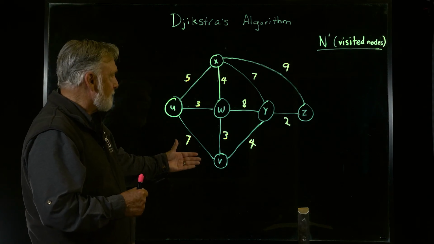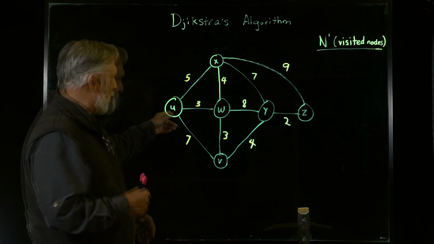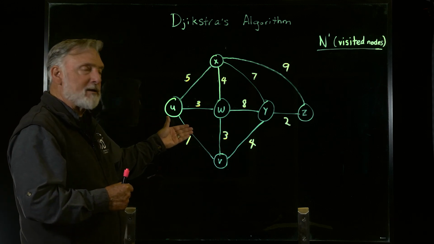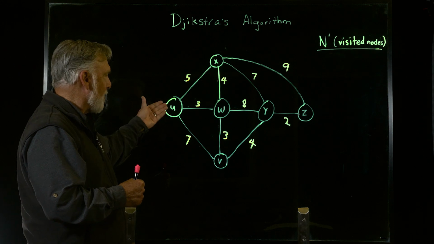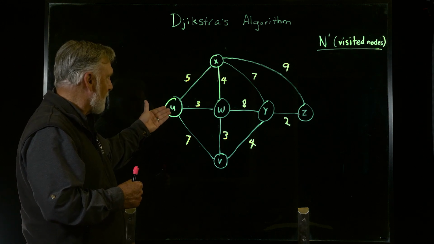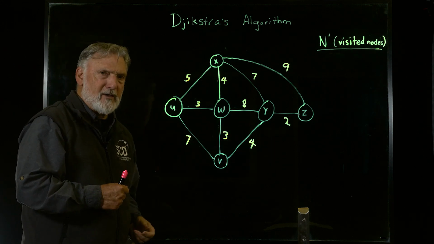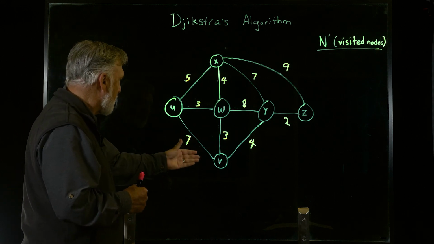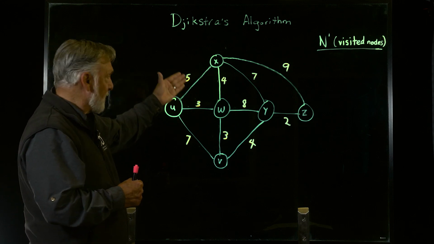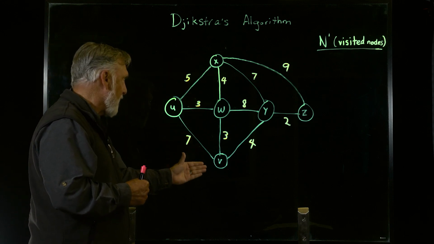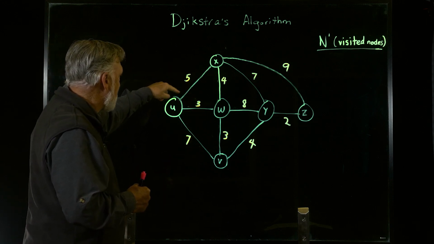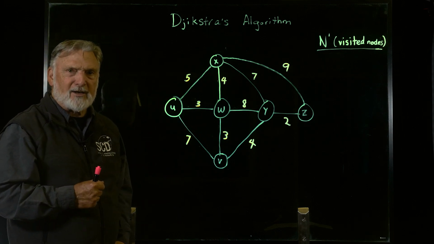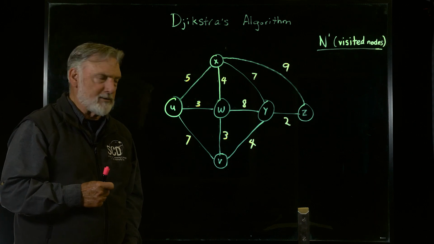We have on the board a diagram of a network where each of these nodes represents a router. And we're going to try to find the shortest path from node U to all the other nodes in the network. Now, we see that node U is directly connected to three other nodes, X, W, and V. And as you notice these links between all the nodes, there's a number, and that number is the cost or the distance between those nodes.